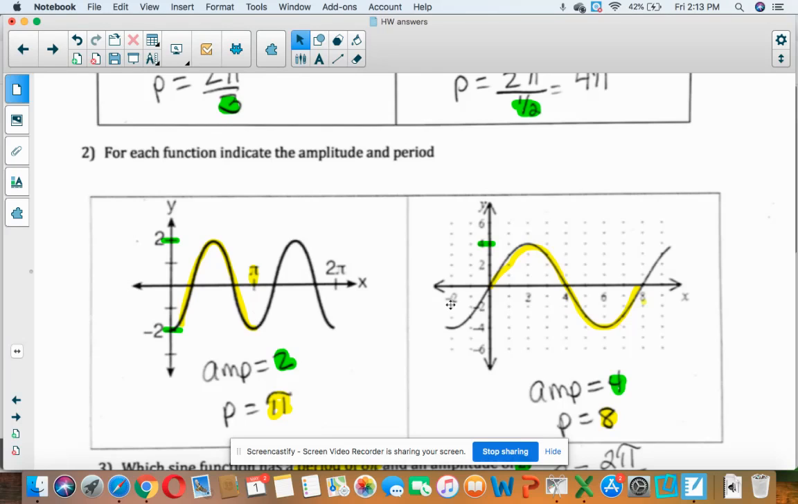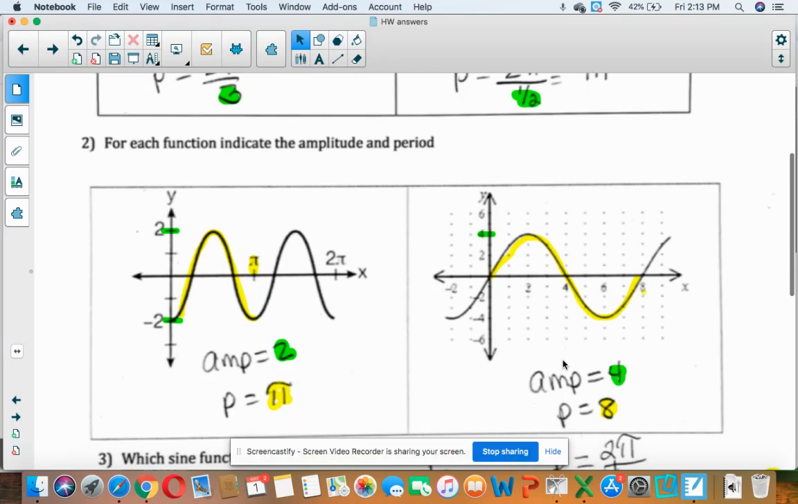Here on this second one, this is a sine graph because you can see it's going through 0 right here. The height is 4, so my amplitude is 4. And I have one full wave. I highlighted that between 0 and 8, so that's my period.